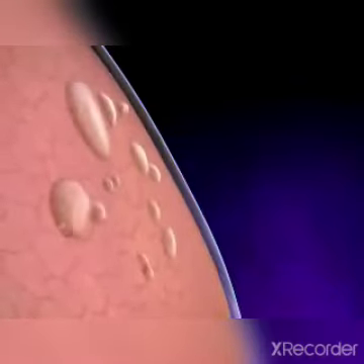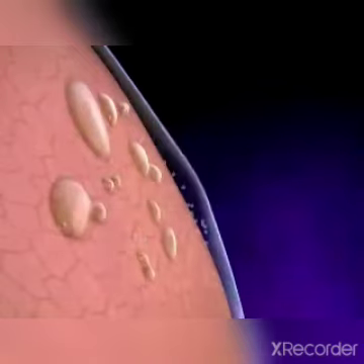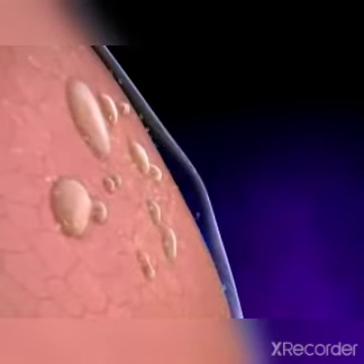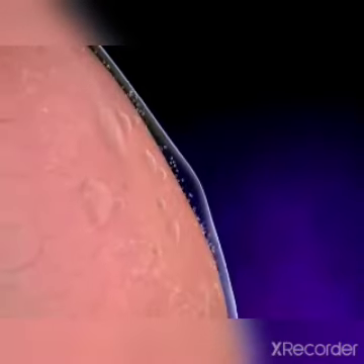A spontaneous pneumothorax occurs without injury as a result of certain lung diseases, such as asthma, emphysema, or COPD. Small air-filled sacs called blebs can form on the lungs. If the blebs rupture, they can release air into the pleural cavity. Pressure from the trapped air causes the lung to collapse.